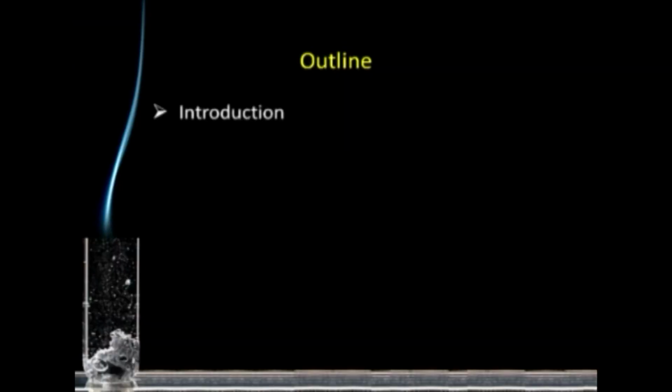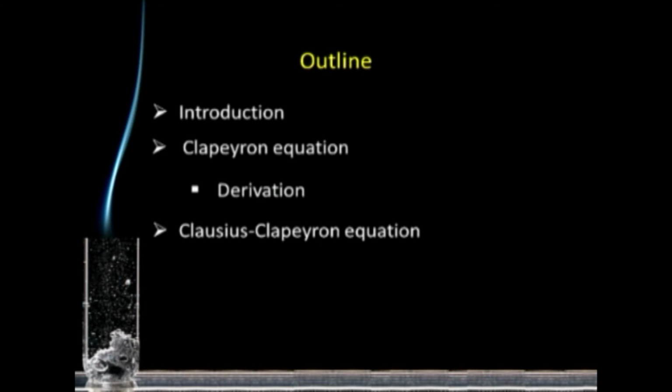I will give you information regarding Clausius Clapeyron equation, which is very useful in the study of phase equilibrium. I will first introduce this equation to you. Clapeyron equation, I will give you the derivation and then how that equation can be extended to give Clausius Clapeyron equation, and derivation of that we will cover, and the application of Clausius Clapeyron equation, and finally I will summarize what has been discussed in today's session.